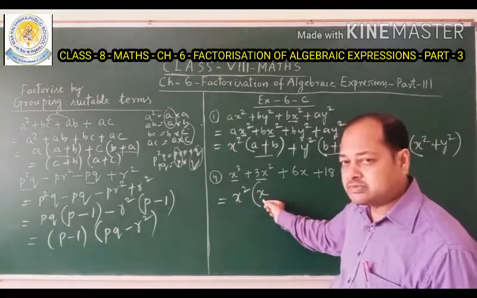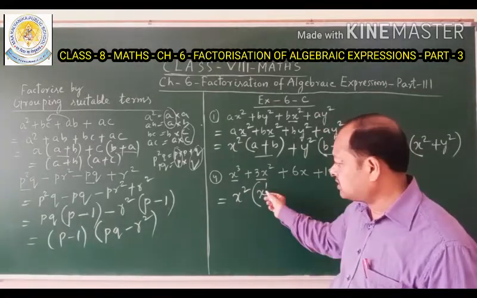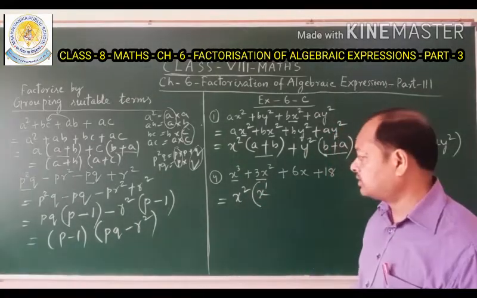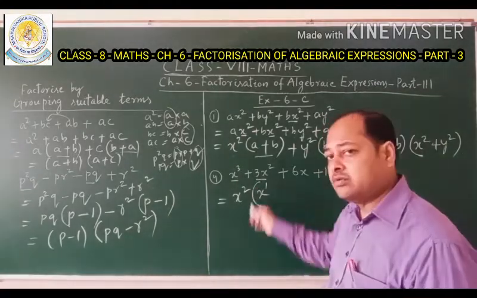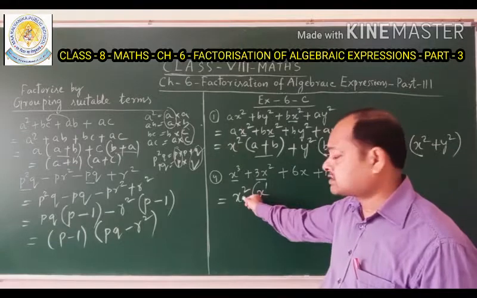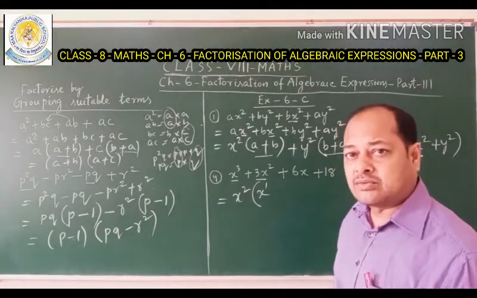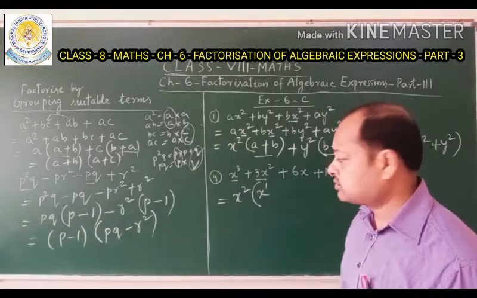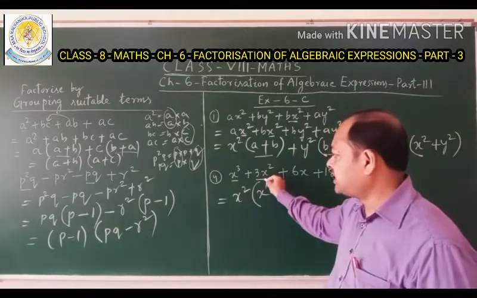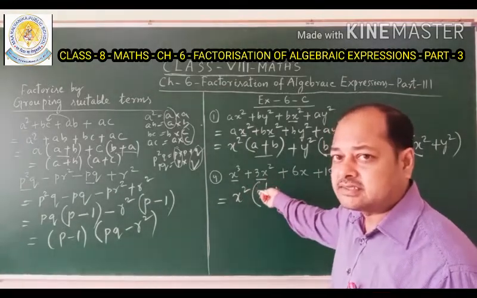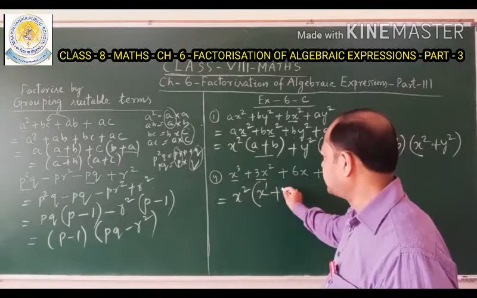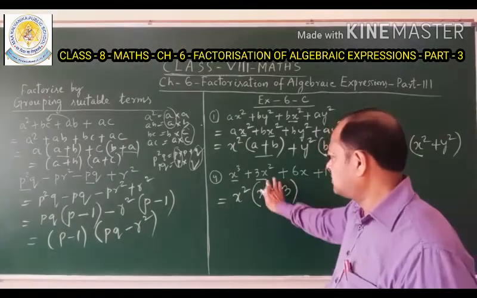Simply writing x means the power is 1. Already told, if the base is the same and it is multiplied, the power will be added. That means x square into x to the power 1 is the same as x cube. Plus from 3x square, if x square is taken, then what is left? That is 3. So we can write 3 here.